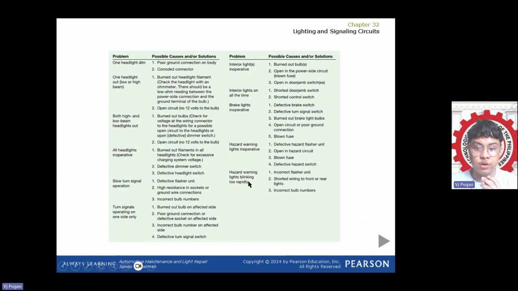The problem is hazard warning lights blinking too rapidly. The possible cause is an incorrect flasher unit, shorted wiring to the front or rear lights, or incorrect bulb numbers. The problem also: all the headlights inoperative. The possible cause or solutions are burnt-out filaments in all headlights. Solution: you can check for excessive charging system voltage.